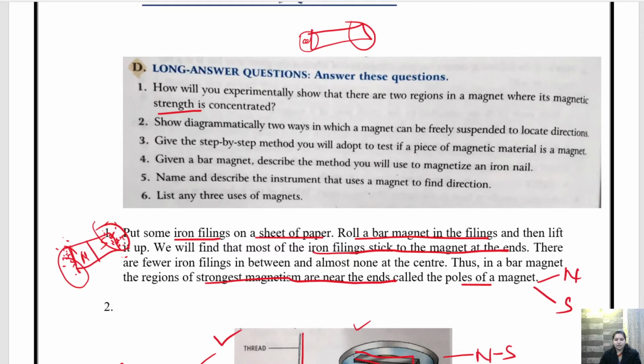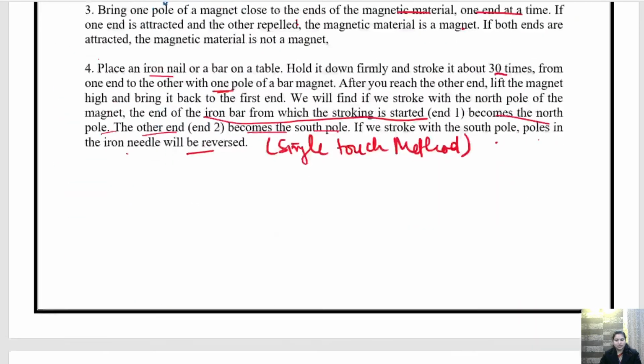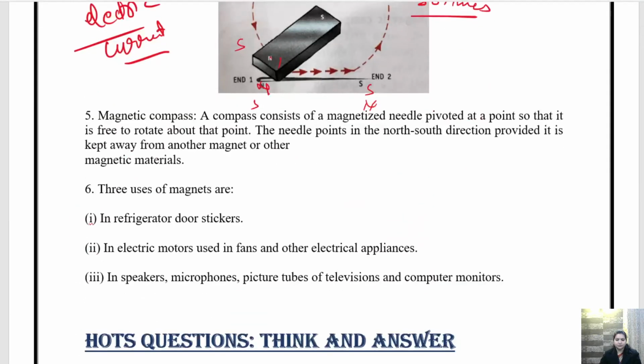Name and describe the instrument that uses a magnet to find direction. Repeating it, name and describe the instrument that uses a magnet to find direction. So what is that instrument called, children? It is called magnetic compass. Isn't it? It is called magnetic compass. So let's see. So the answer is magnetic compass.